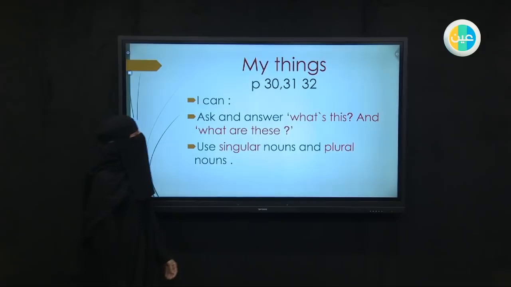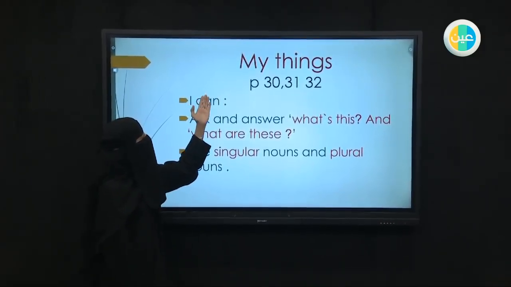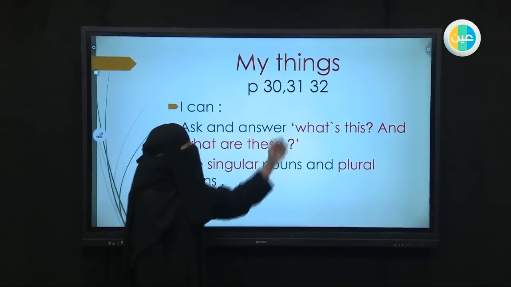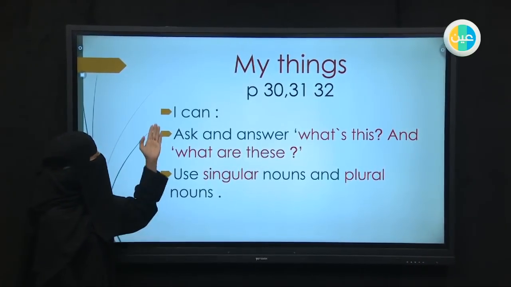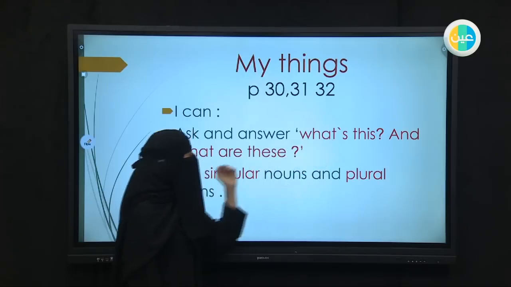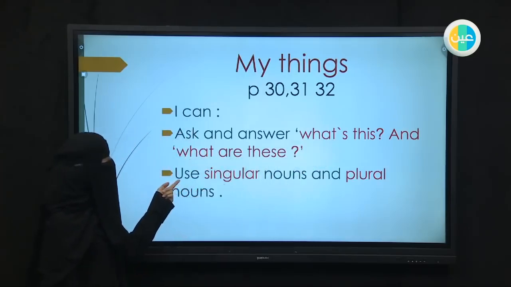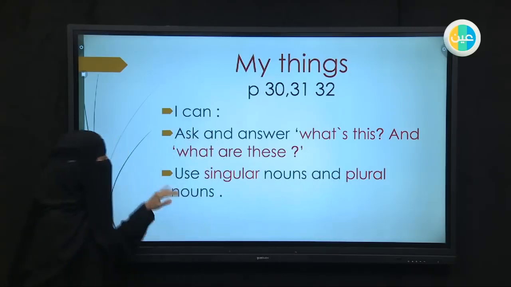What are we going to be learning today? We're going to be learning My Things, unit number 4, My Things, pages 30, 31, and 32. At the end of the lesson, you're going to say, I can ask and answer what's this and what are these. I will be able to use singular nouns and plural nouns. Let's start.